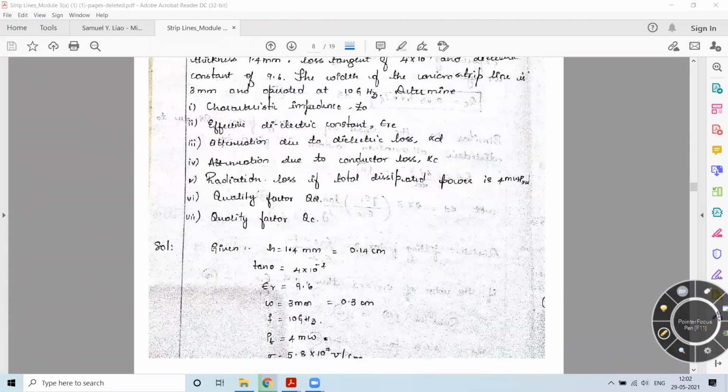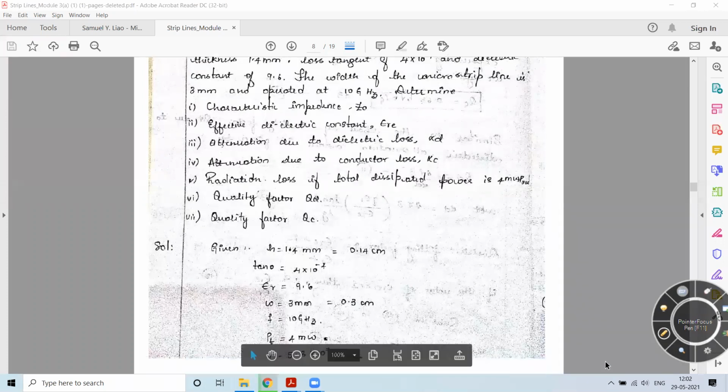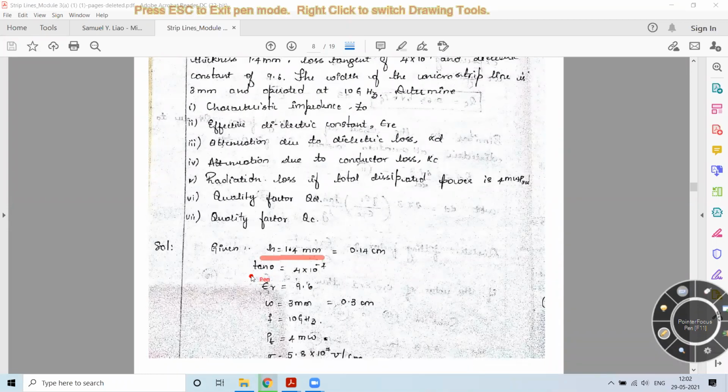So first one, the dielectric substrate's thickness. This is nothing but the H value, which is 1.4 millimeter. Then you have the loss tangent, which is the direct value of tan theta. This is not in radians, that rectification please make. It is the loss tangent, that is tan theta, what is being specified, which is 4 into 10 raised to minus 4.